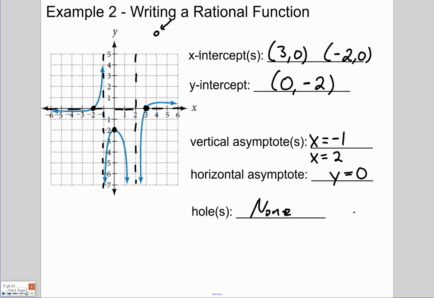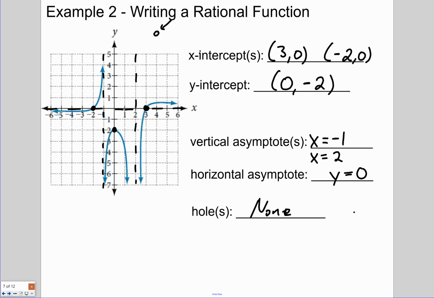Now, when I write my function, this is where it's going to get really challenging, so I hope you're listening. The first thing I want to do is write what's in the numerator. What do I put in the numerator? Like, what thing am I putting in there? What word? Natalie is right. The x-intercept. That's what we're putting in the numerator.